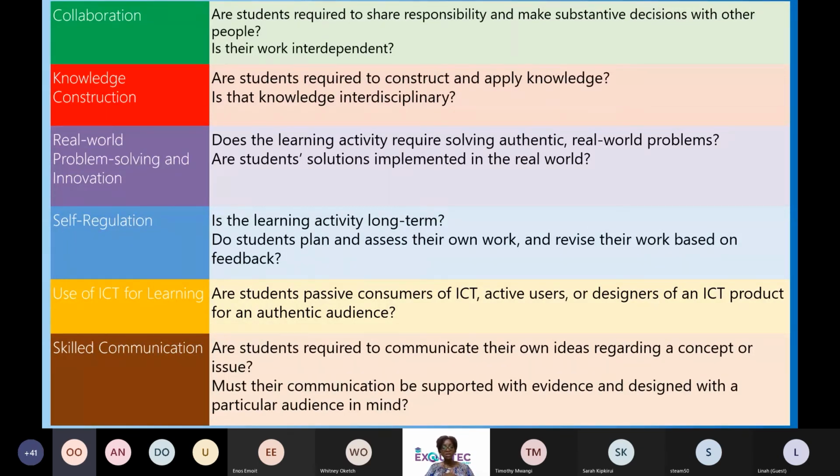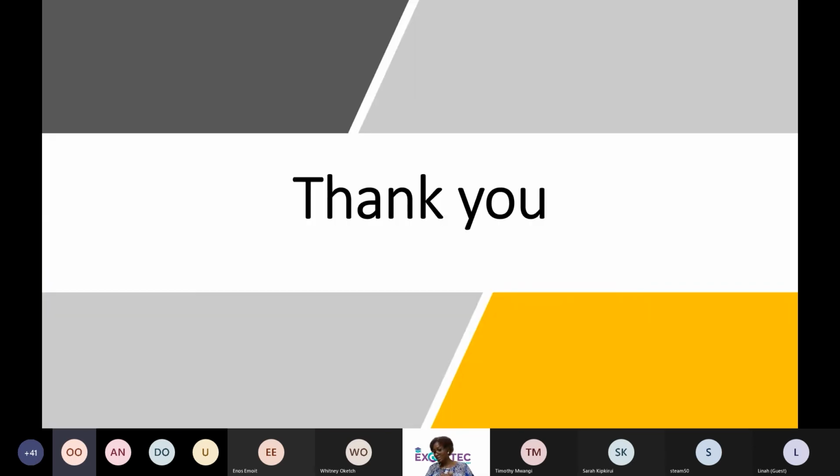And finally, we talked about skilled communication. Are they required to communicate their own ideas regarding a concept or issue? And must their communication be supported with evidence and designed with a particular audience in mind? If you can answer yes to these questions, then you have skilled communication. So I guess this wraps up the 21st century learning design. And I hope I've done a little justice to this discourse this evening.